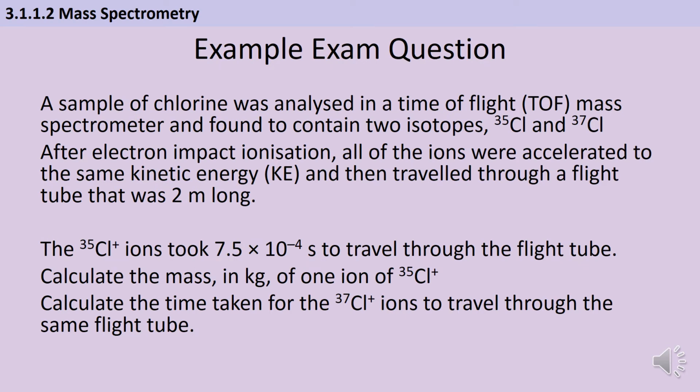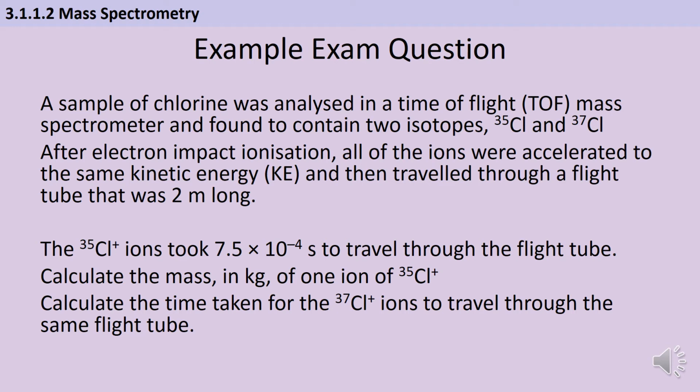This is based on an exam question, so it dots around a little bit and covers a couple of different things. A sample of chlorine was analysed and it was found to have 2 isotopes, 35 chlorine and 37 chlorine. After electron impact ionization, so remember that's the one where we're knocking off electrons, the mass isn't really going to change, all of the ions were accelerated to the same kinetic energy, as per usual, and they then travelled through a flight tube that was 2 metres long. The 35 chlorine ions took 7.5 times 10 to the minus 4 seconds to travel through the flight tube.